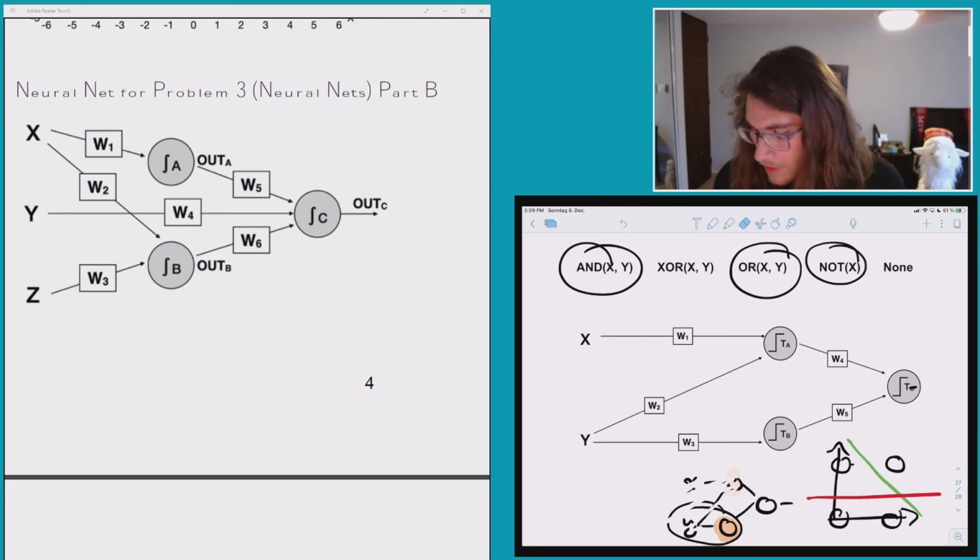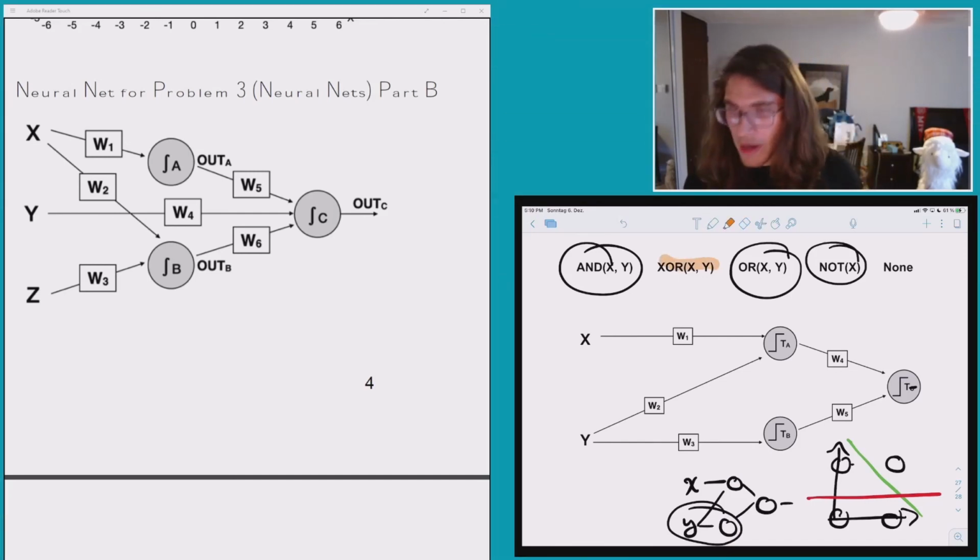And that's the full explanation of why this cannot be solved by the given neural network.